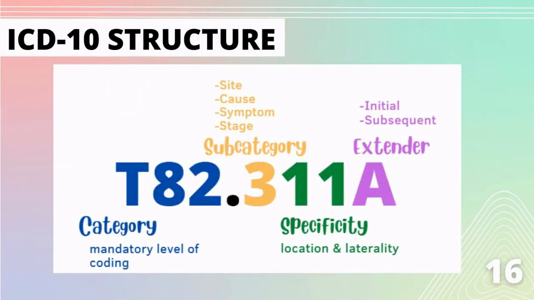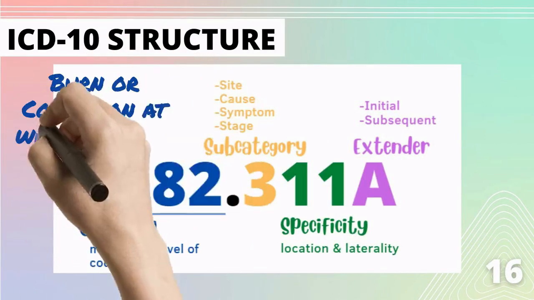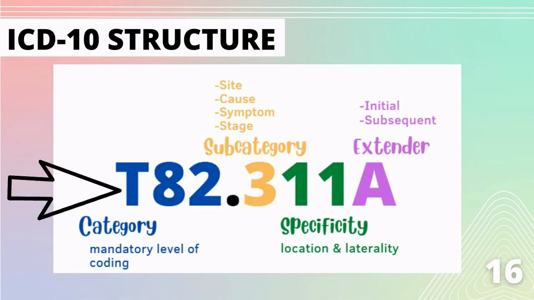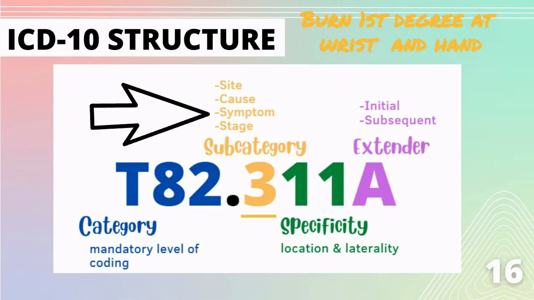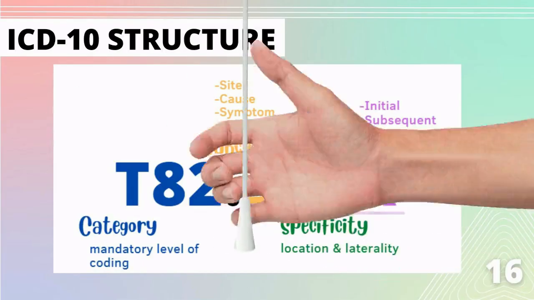Now let's discuss the ICD-10 code structure. Category is a 3-character code that is the mandatory level of coding for international reporting to the WHO mortality database. It always begins with a letter followed by numbers. Subcategory identifies the sites, cause of the disease or condition, symptoms, and stage of the condition. The 5th and 6th characters further define specificity, such as location and laterality.